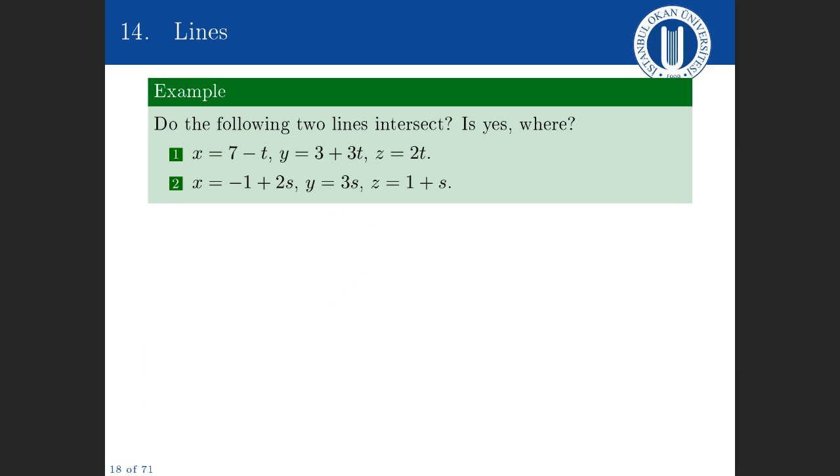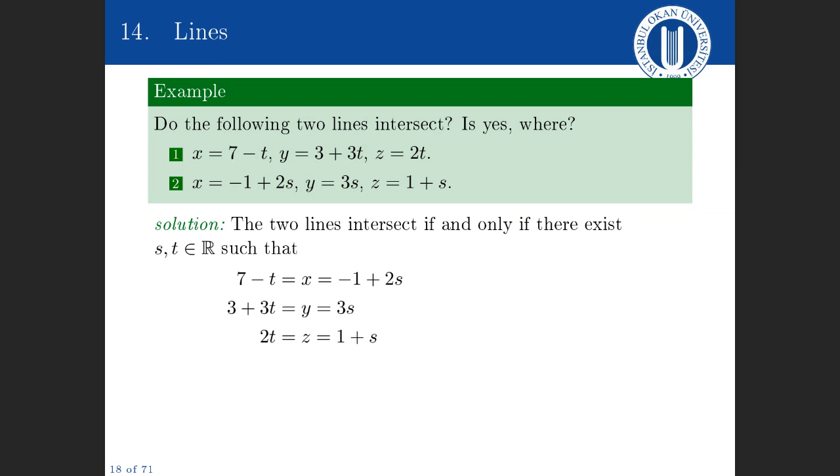So, for example, do the following two lines intersect? And if the answer is yes, where do they intersect? The first line is x is equal to 7 minus t, y is equal to 3 plus 3t, and z is equal to 2t. Because I've already used the letter t for the first line, I need to use a different letter for the second line. I'm choosing to use the letter s. The second line is x is equal to minus 1 plus 2s, y is equal to 3s, z is equal to 1 plus s.